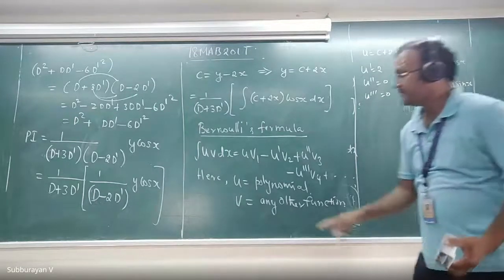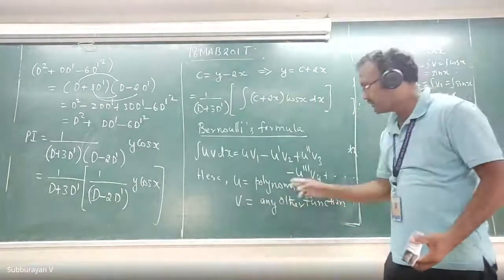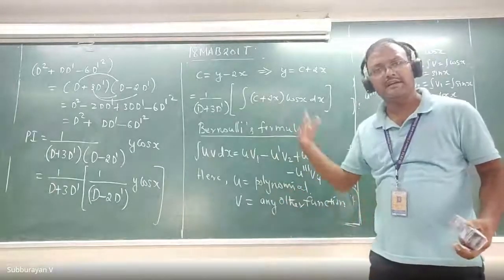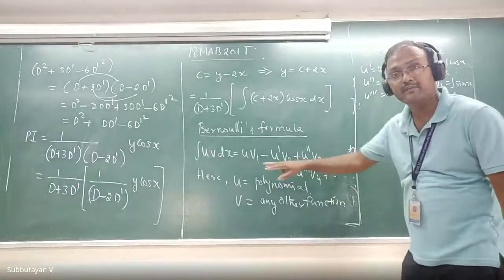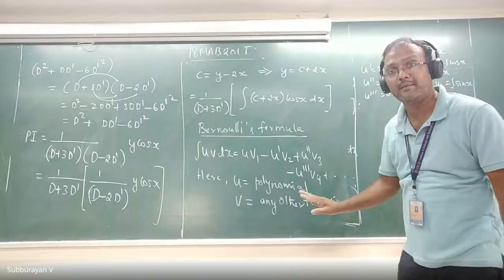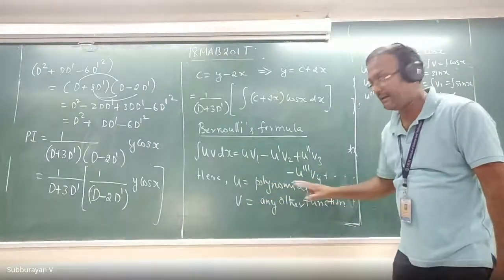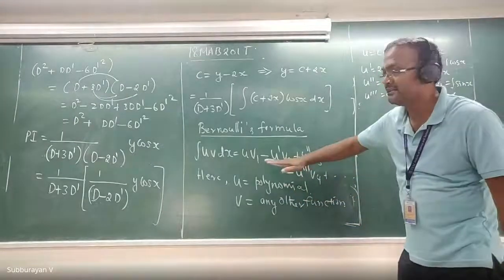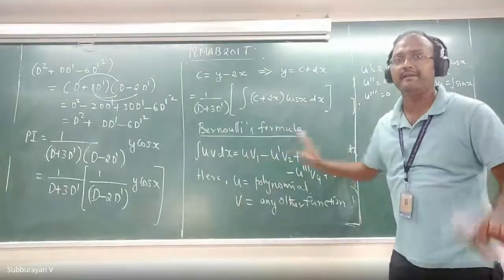Instead of choosing u as a polynomial and v as any other function, if you choose u equal to some other function, exponential function or trigonometric function, then this series won't terminate in the finite stage. That is a problem. That is why I have given the note: choose u as a polynomial and v as some other function. So please remember this formula. In the next unit, we are going to use this formula adequately.